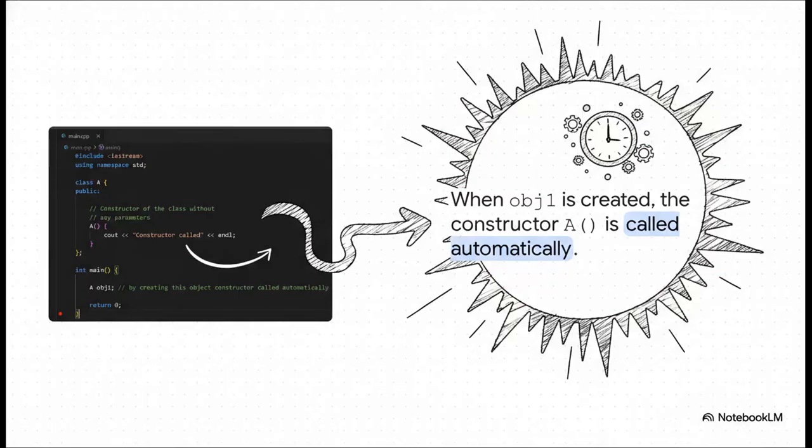Now this is what's so fascinating. You never actually call a constructor like a normal function. Look at the main function here. That single line, a_1, that's all it takes. The instant that line runs, the constructor a_aka is called automatically. This is proof that it's a special lifecycle event, not just some regular method you call yourself.